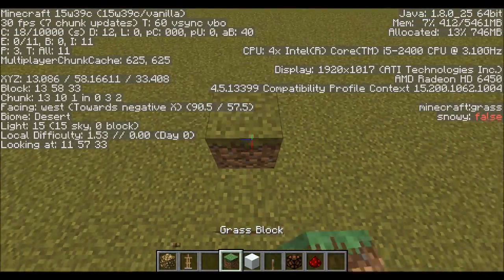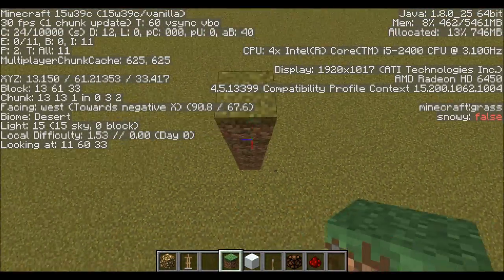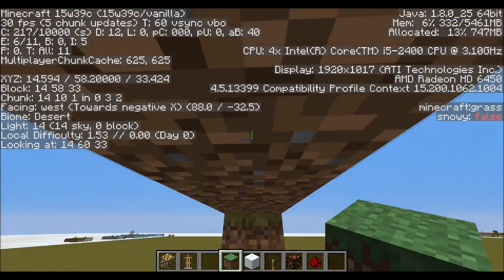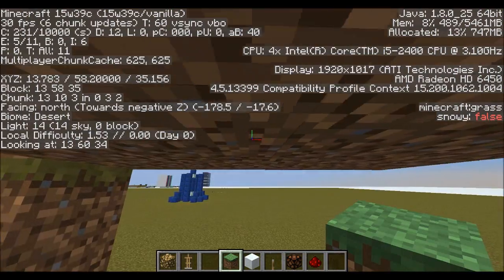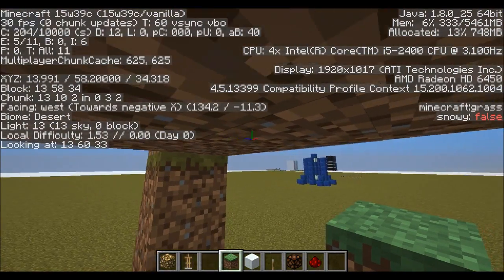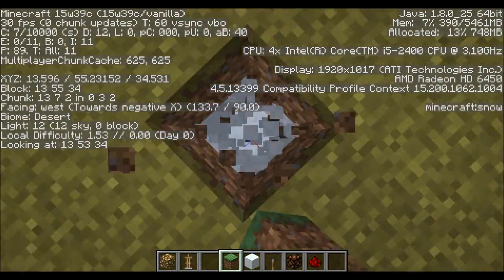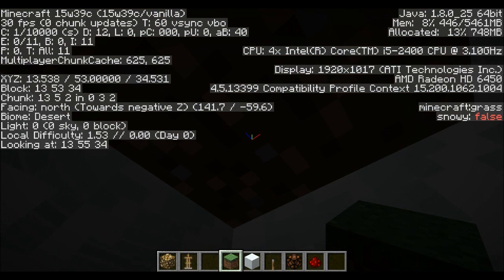However, if I put something above me, then you will see that my skylight is actually going to change. There we go, it's gone down to 14. Now if we create a large pillar like this, it goes down to 13. So if you're completely in the dark, then you will see that the light level goes completely down to 0.